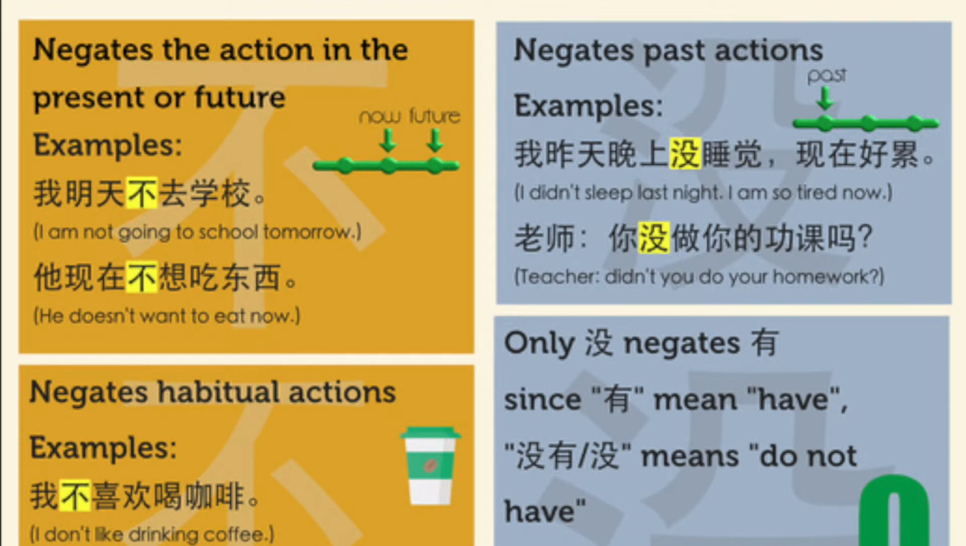Next, we look at the word 没. 没 is used to negate past actions. For example, 我昨天晚上没睡觉，现在好累。I didn't sleep last night. I am so tired now. 你没做你的功课吗？老师说。Didn't you do your homework? Says the teacher.